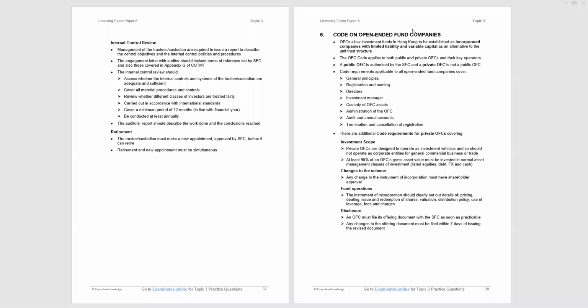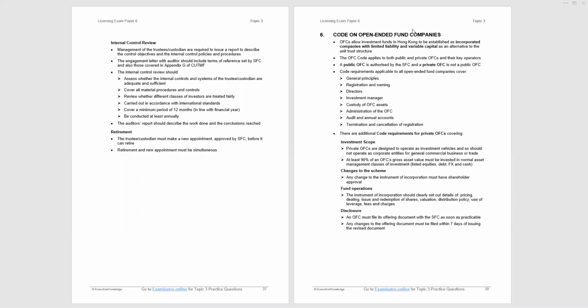The remaining material in topic 3, paper 6: each section could be one question in the exam. So we're not going to get 5 or 6 questions from each of these sections. It would be one question per section if the questions pop up. And we start with section 6, Code on Open-Ended Fund Companies.